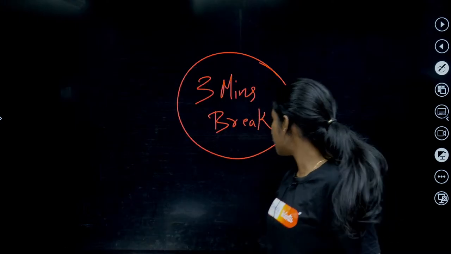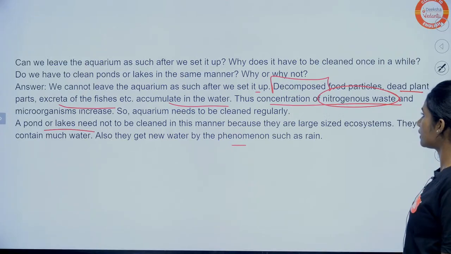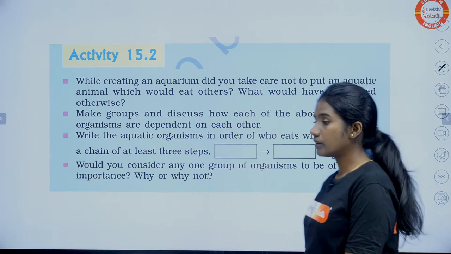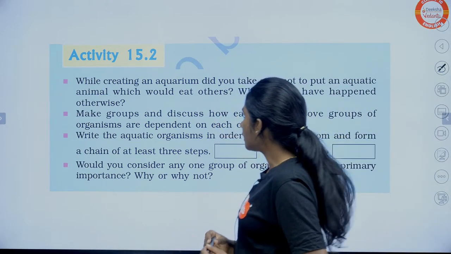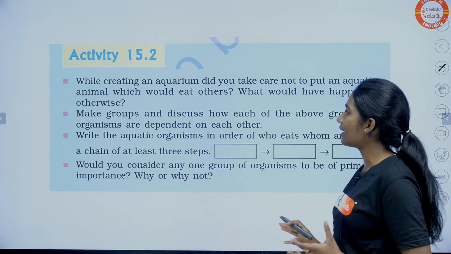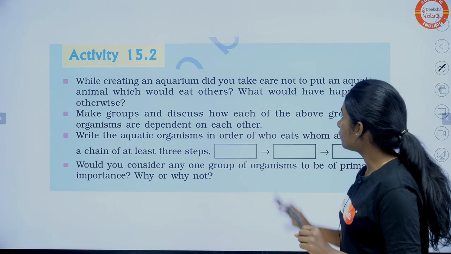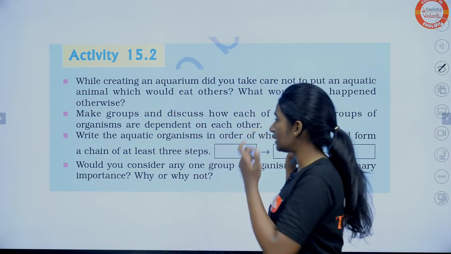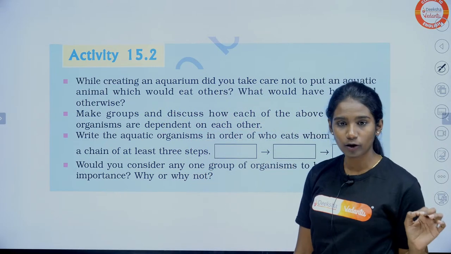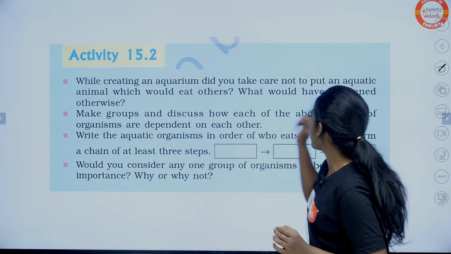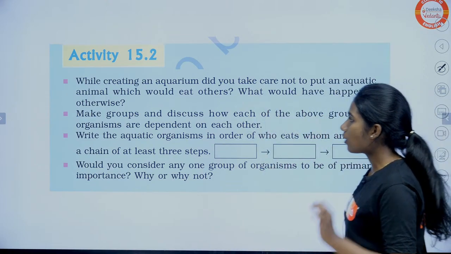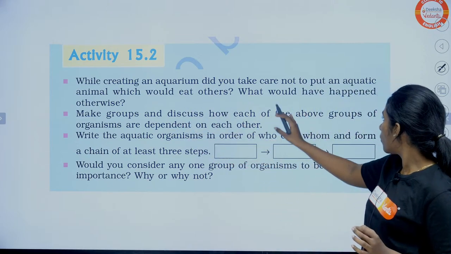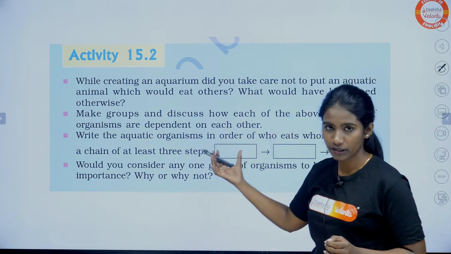Okay, so let's continue with the activity questions. This is our second activity, right? While creating an aquarium, this is also linked with the previous activity. Let's see what it says. While creating an aquarium, did you take care not to put an aquatic animal which would eat others? What would have happened otherwise?